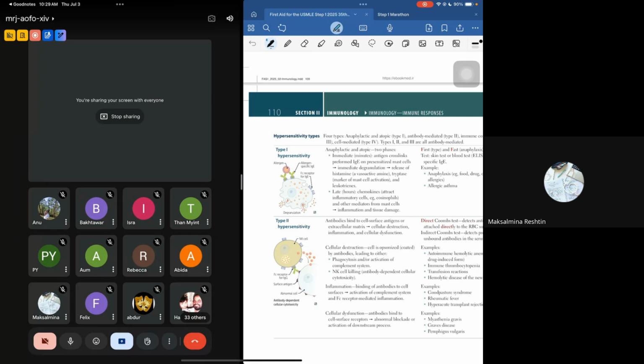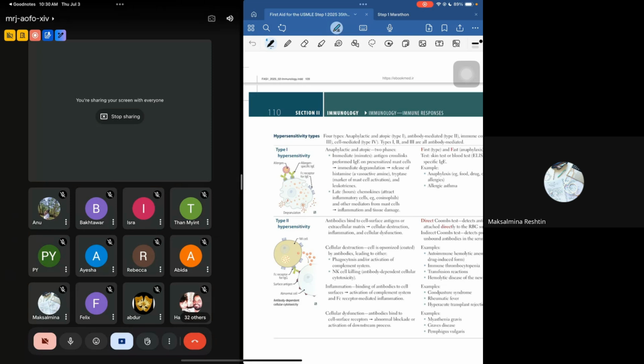Now, this first phase is going to happen immediately. After this, the next step is the late phase. After histamine is released, eosinophils are going to come there. The body says to the eosinophils, please come here. When the eosinophils come, they release chemokines. Then other mediators from the mast cells come, and these mediators cause more damage. So basically, this is what happens.